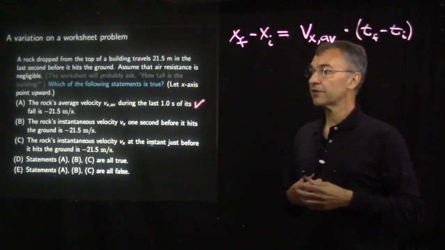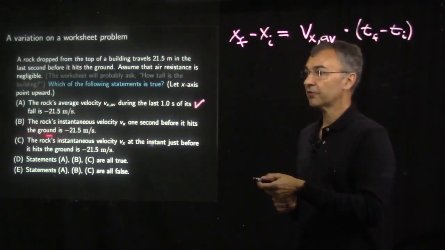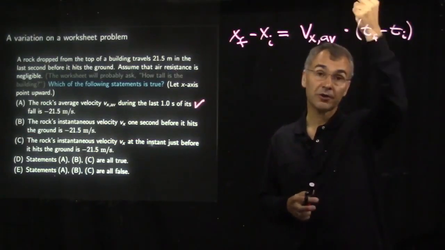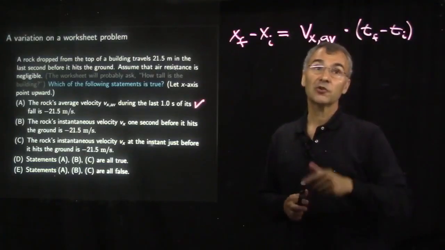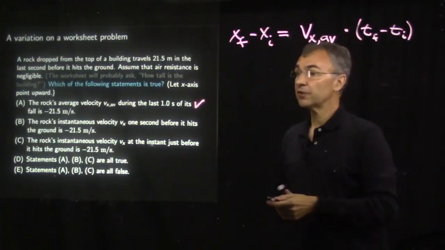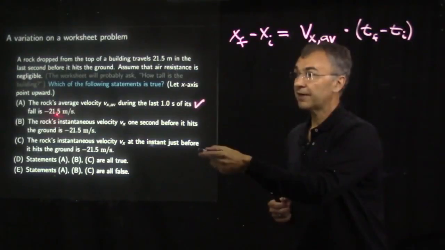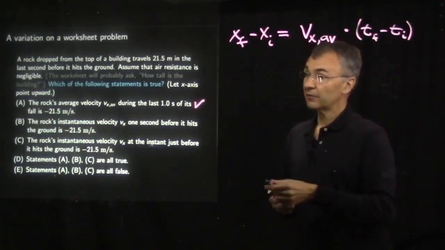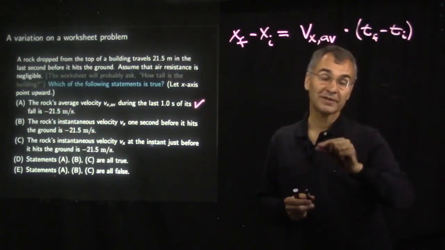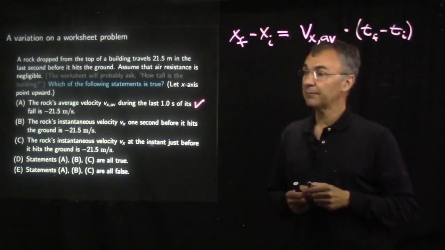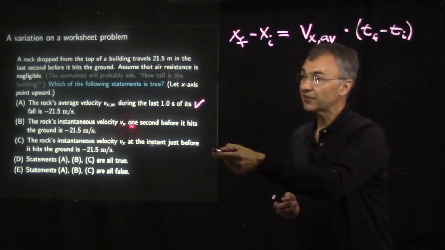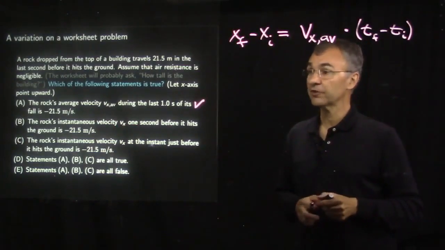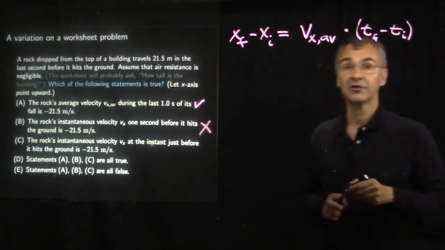A, is the rock's instantaneous velocity 1 second before it hits the ground minus 21.5 meters per second? I actually don't think so, because the rock, as it falls, is falling faster and faster and faster. So you know that its average velocity during the last 1 second of its fall is minus 21.5 meters per second. That means it must have been falling a little bit less quickly 1 second before it hits the ground, and a little bit more quickly than that the instant that it does hit the ground. Actually, I guess it might turn out that its instantaneous velocity 1/2 second before it hits the ground is minus 21.5 meters per second. But it's certainly not true 1 second before it hits the ground. So I think that is a false statement. You could think about why that's true.